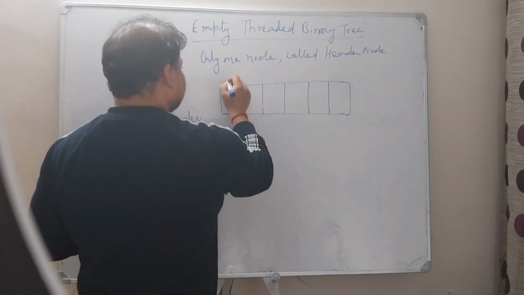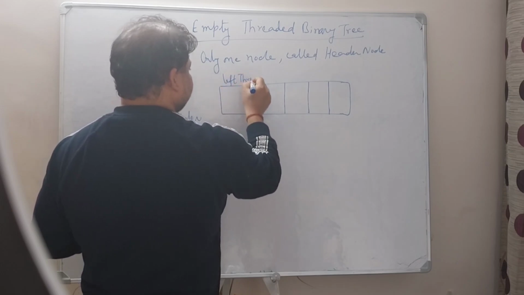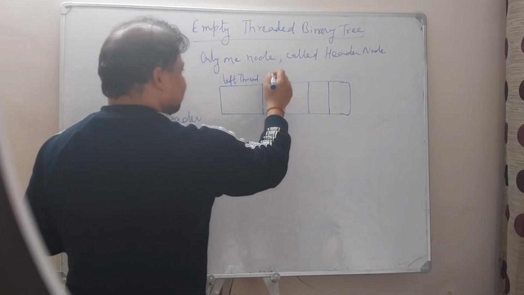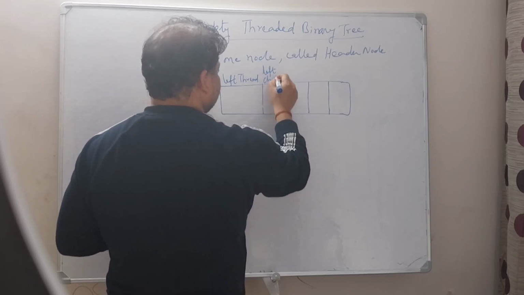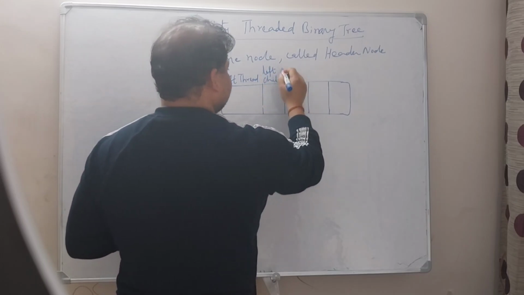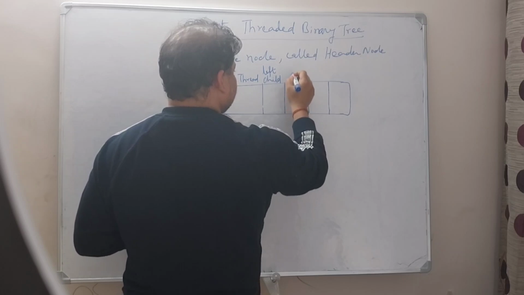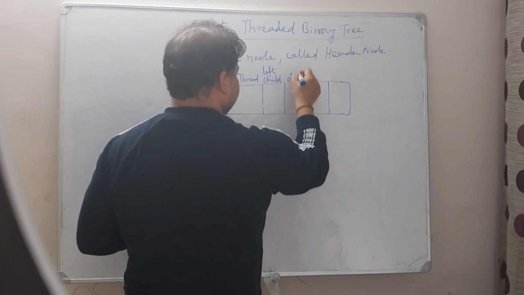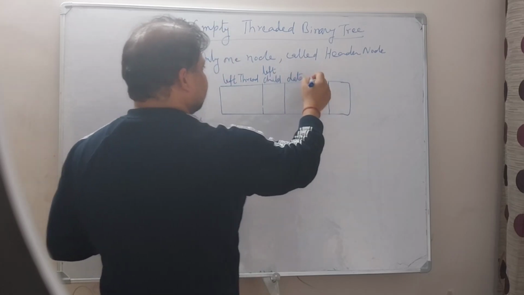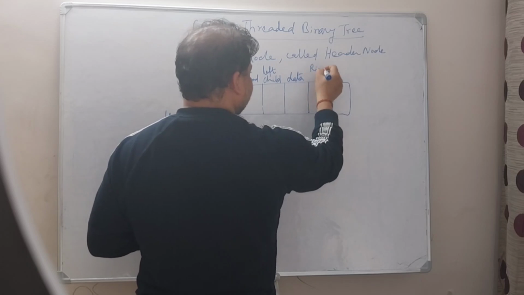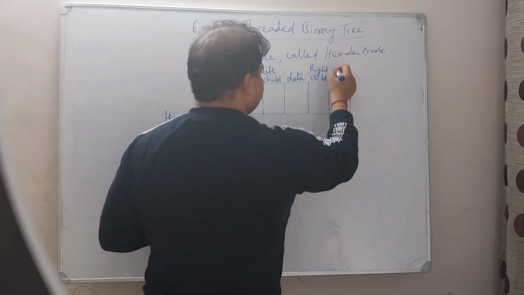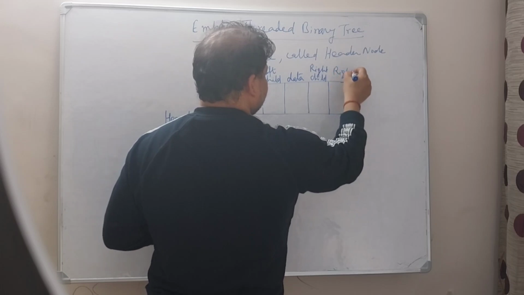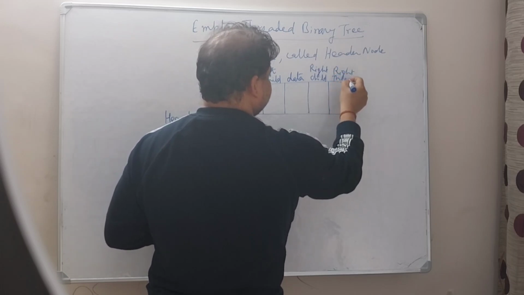This part is called the left thread. This part is called the left child. This part is called data. This part is called the right child. And this part is called the right thread.